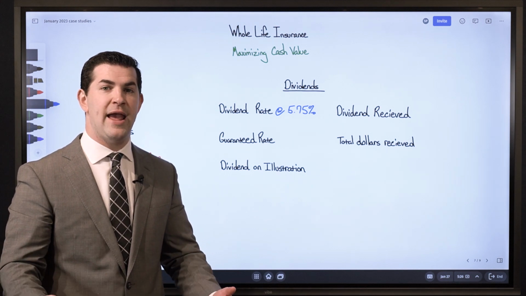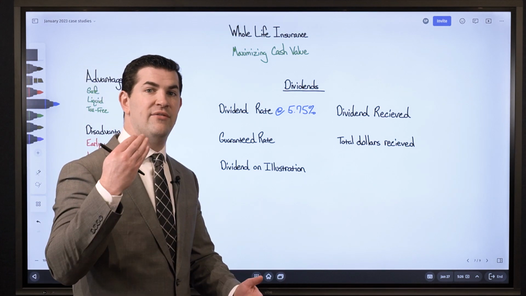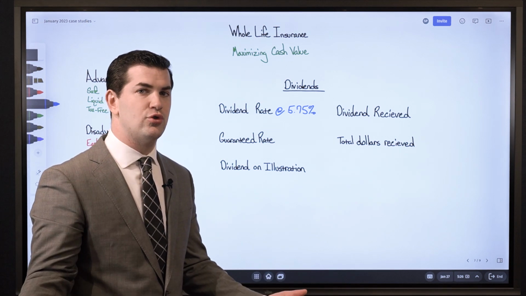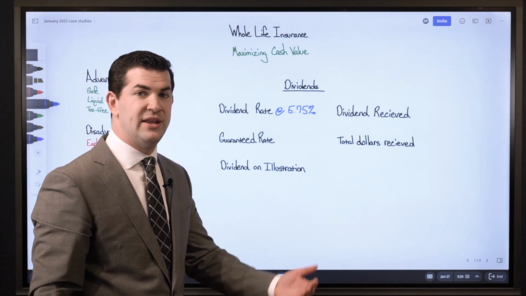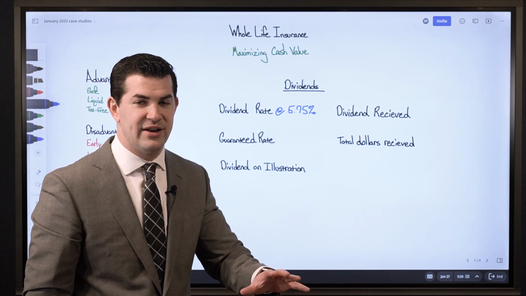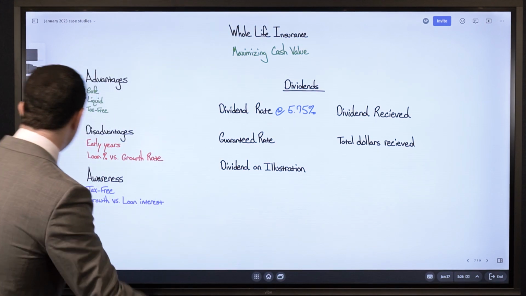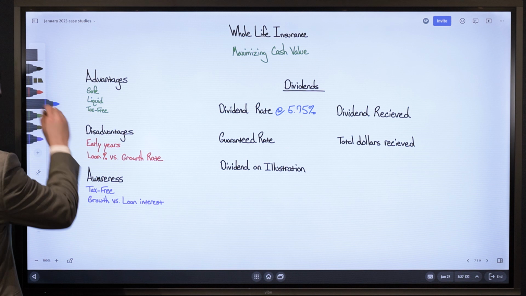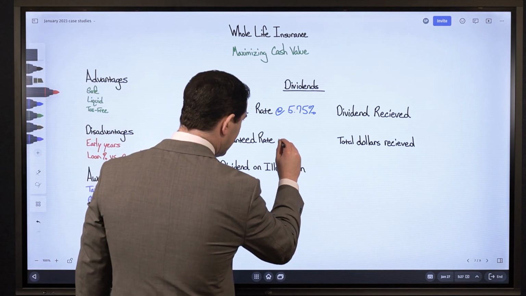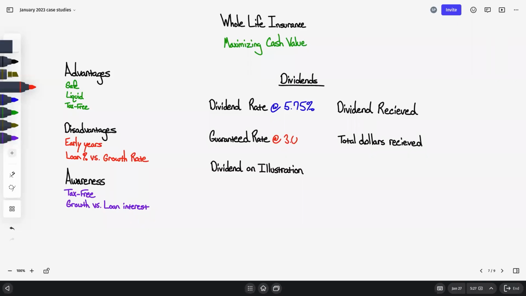Okay. So if you see a dividend rate of 5.75%, and then you see on your life insurance illustration, or perhaps on your online account, you received dividends of X amount of dollars, naturally, what do you think? Well, the dividend rate produced this much in dividends. Doesn't quite work like that. So here's how it works. If you have a life insurance policy, you also have a guaranteed rate, and that may be at 3%.